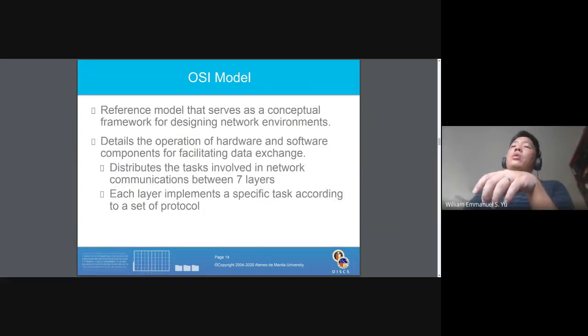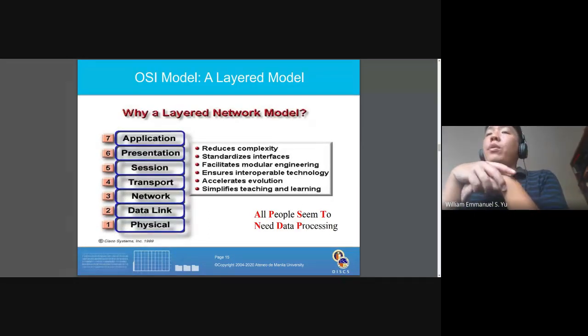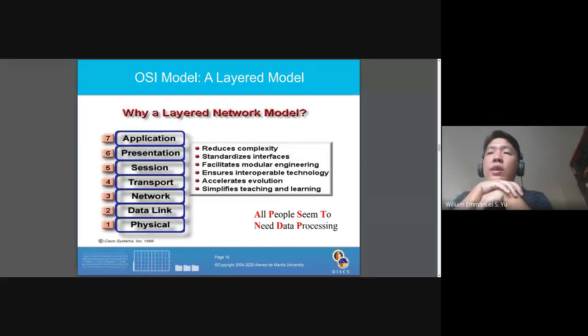Okay? So again, this is a reference model. So don't expect to find it in actual equipment. But whatever protocol is being used, including TCP/IP, you can roughly break it down into the layers of the OSI model. So first of all, it is basically created to reduce complexity, modularization. You can create standard interfaces for each layer, right? You can create interoperable technology, and it simplifies teaching, which is actually what I am using it for.